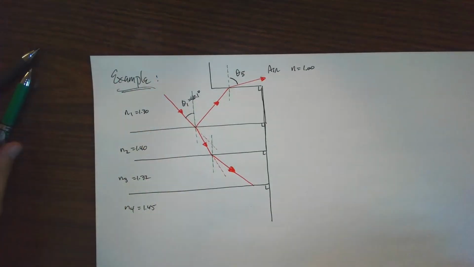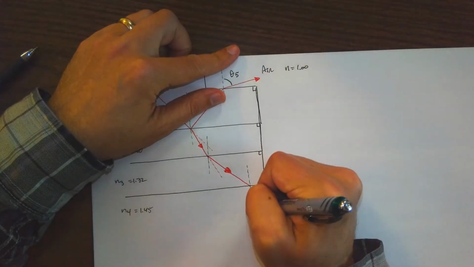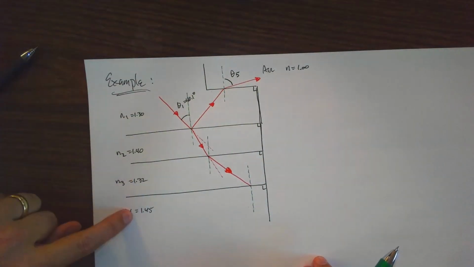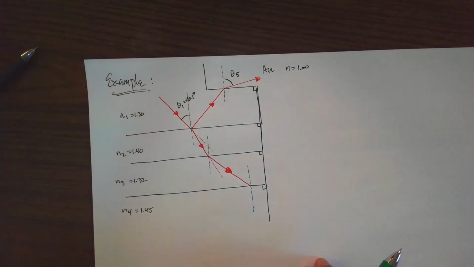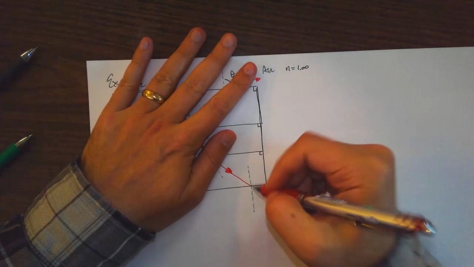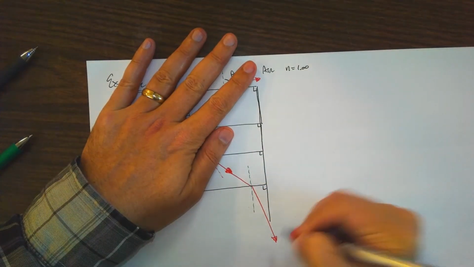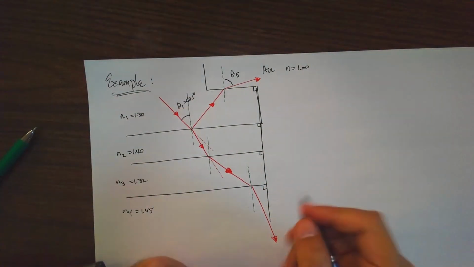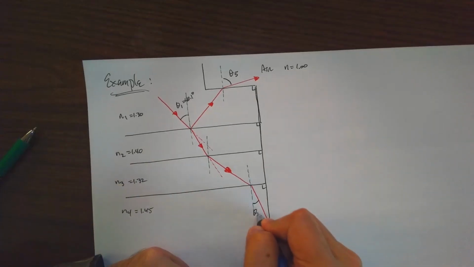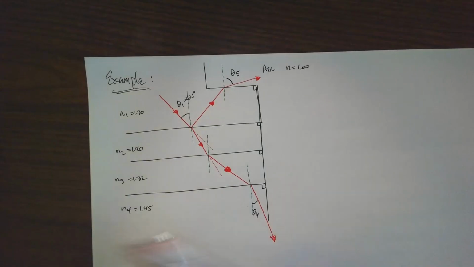And we're going to hit here. Then we're going to go from 1.32 to 1.45. So this is fast, this is slow. So we're going to hit the slow medium again. It's going to bend in towards the normal. And then they mark this one as theta 4. So this is the picture, more or less. This one's a little wonky, but that's okay.